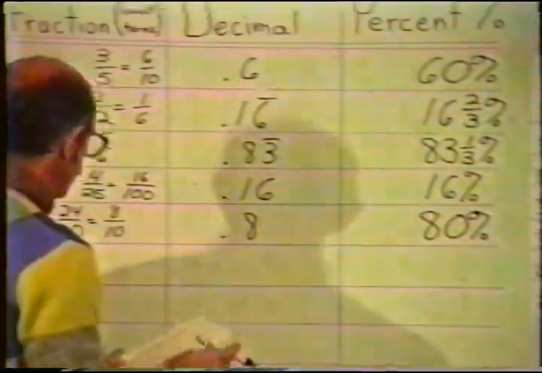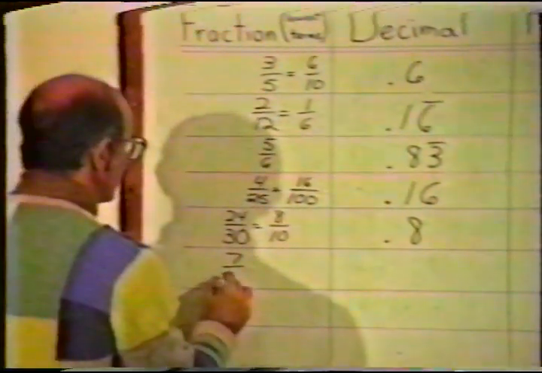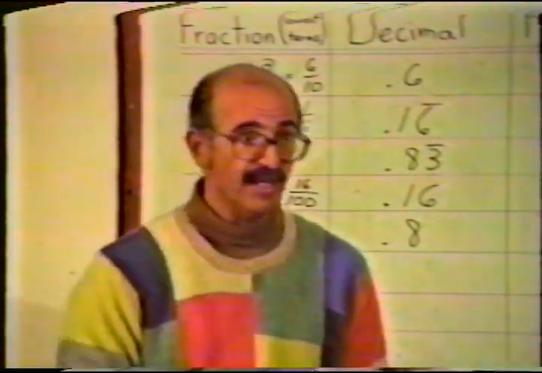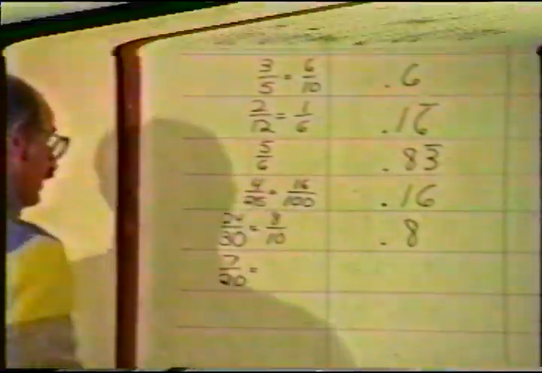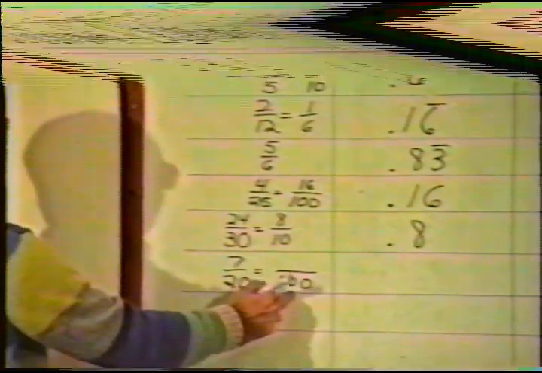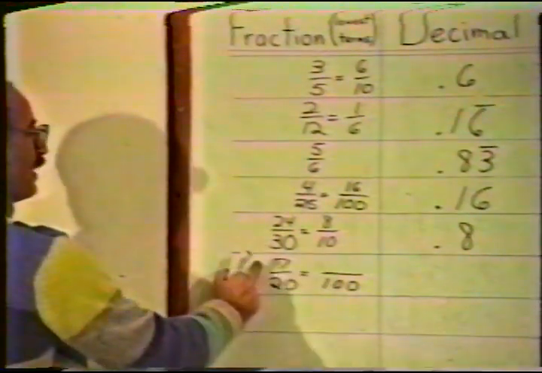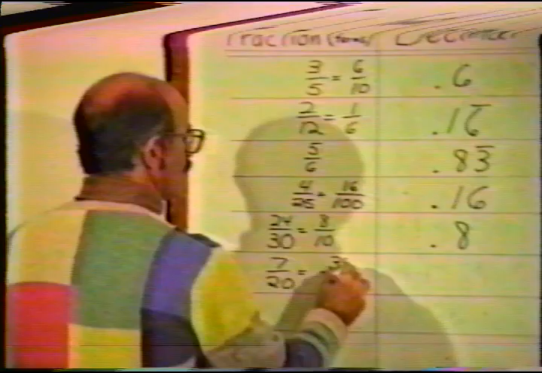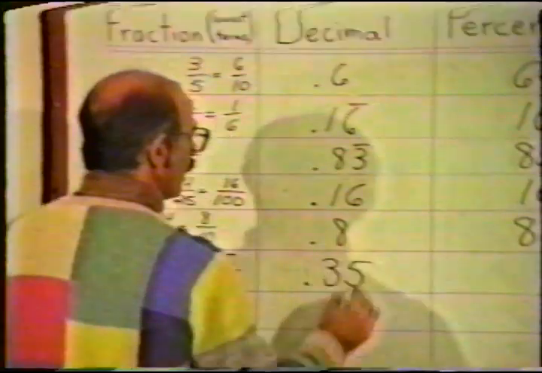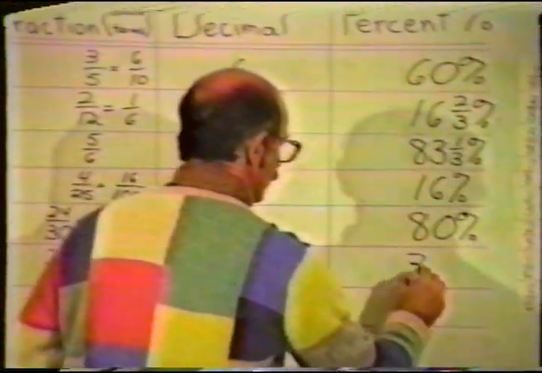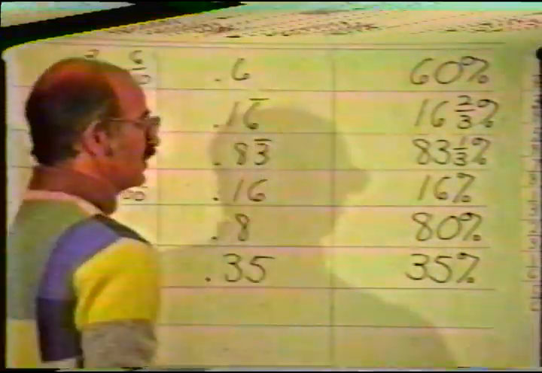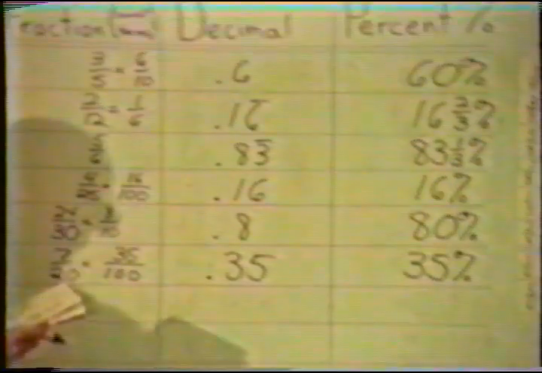80%. The next one is 7/20. Can we make that one 10 or 100 by raising it up? Yes. We can raise it up to 100. How many 20s in 100? 5. Times 7, 35. 35 hundredths is 0.35, which is how much percent? 35%. Just move the decimal place over 2 to the right and add the percent sign.